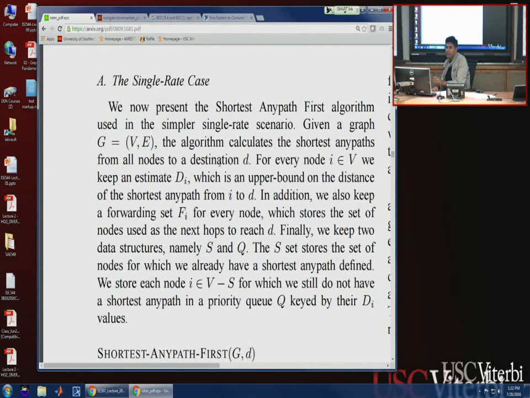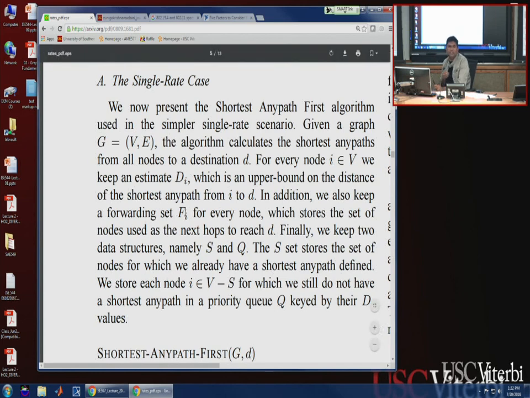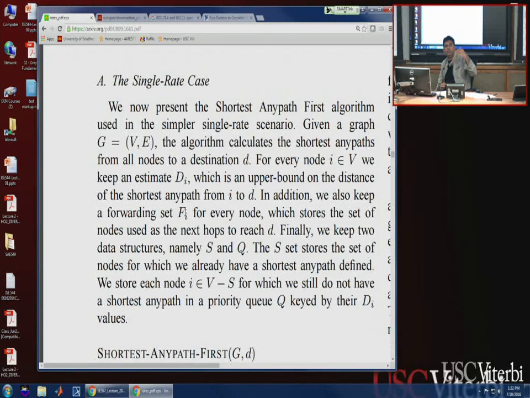And you keep for each node something called a forwarding set. That forwarding set is like the example we just saw: when you send, who are the receivers you want to try to forward your message, and what's the priority order in which you want them to try to forward it. It requires a couple of data structures called S and Q, and we'll come back to this. Basically, S is all of the nodes for which we've already figured out the shortest any path, and Q is the other nodes, from which we keep pulling and putting into S, and when Q becomes empty, then you're done.